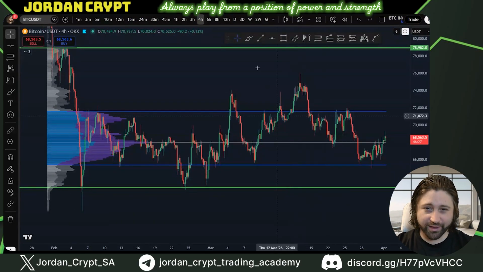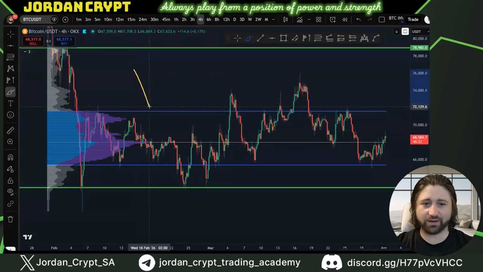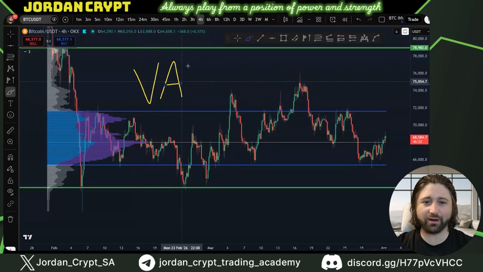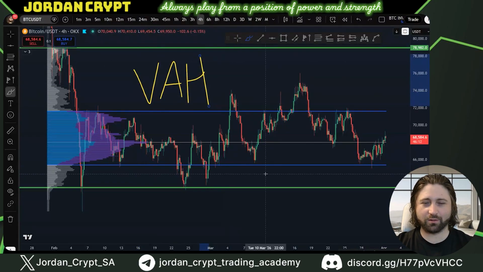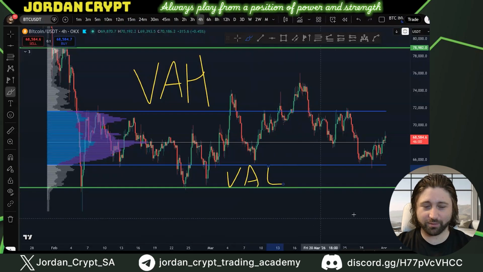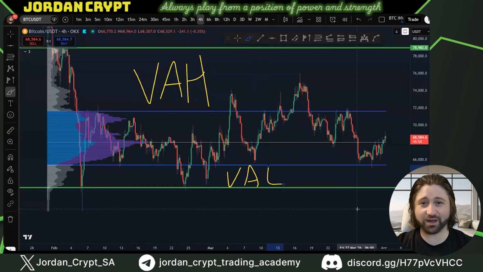Once you have drawn it in, there are a few key things to note. Of course, firstly, this is your value area high of the range, which acts kind of like an overbought on an oscillator. But of course, this is on price action. And then your value area low at the bottom of the range, which acts kind of like an oversold.